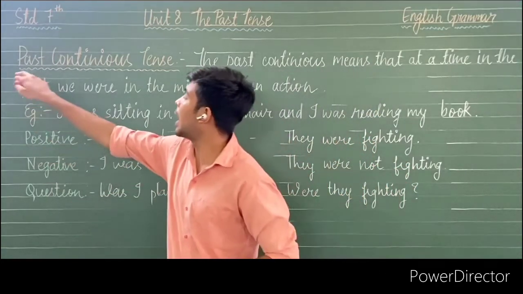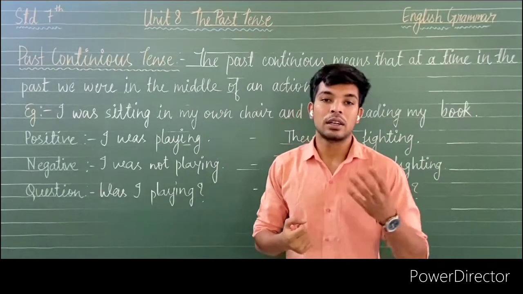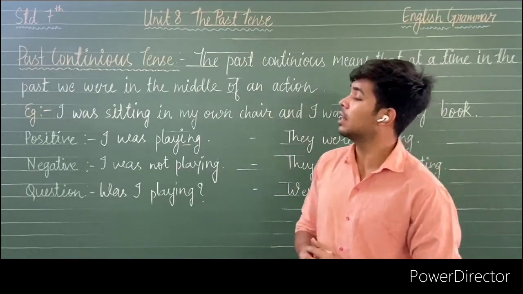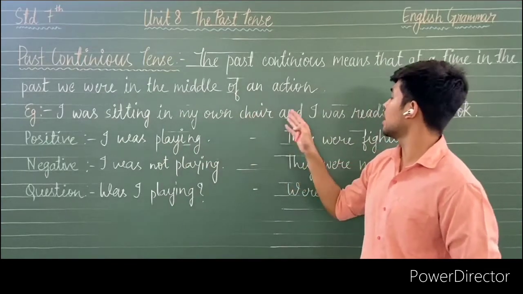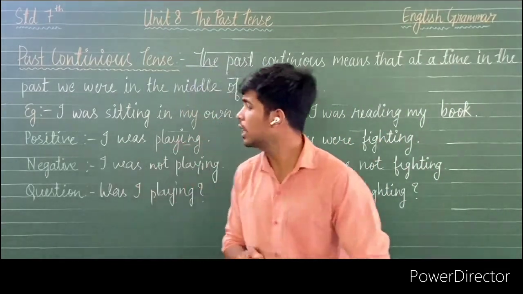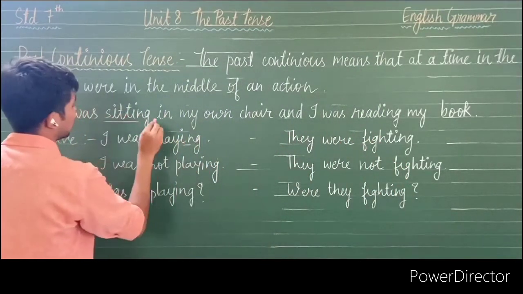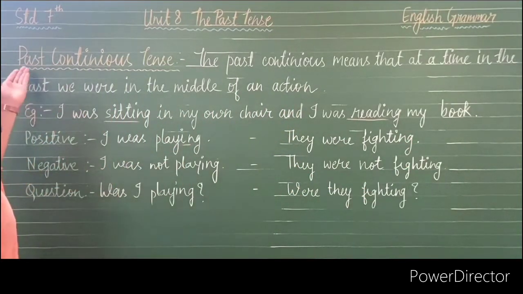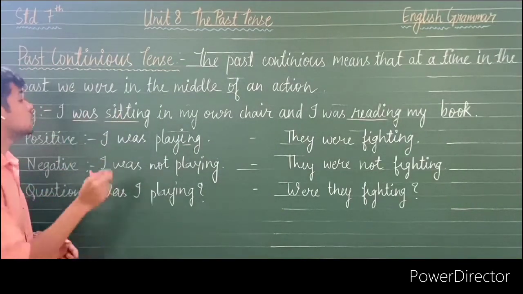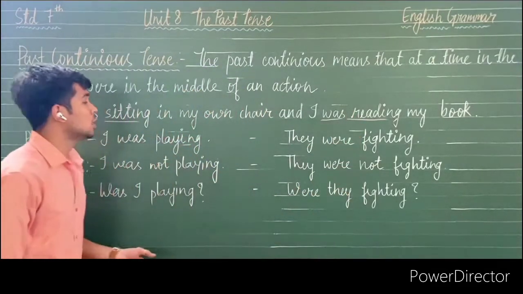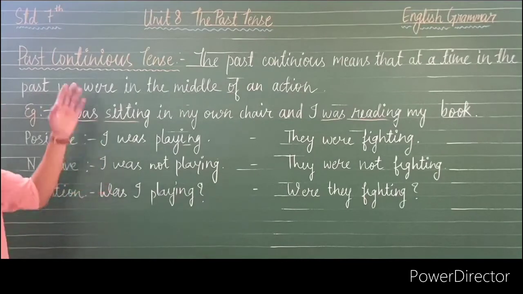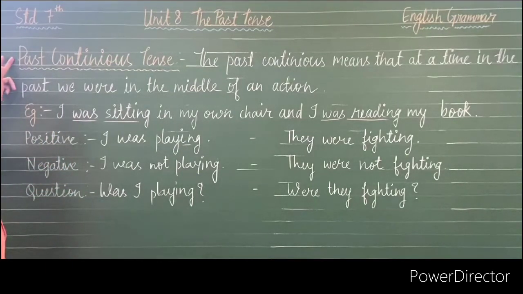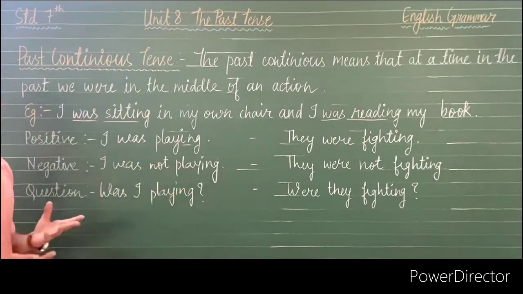But here the past verb will come, and in the present we were writing the sentence with the help of the present verb. Now we'll take an example like I was sitting in my own chair and I was reading my book. So here in this sentence, sitting is the continuous form and reading is the continuous form of the verb, means the ing form of the verb. And the past is denoted with the help of the verb was, and here also was. So when we are writing sentences, the continuous form means the ing form of the verb, and simply we have to add the verb for the past tense, for the present or the future tense.